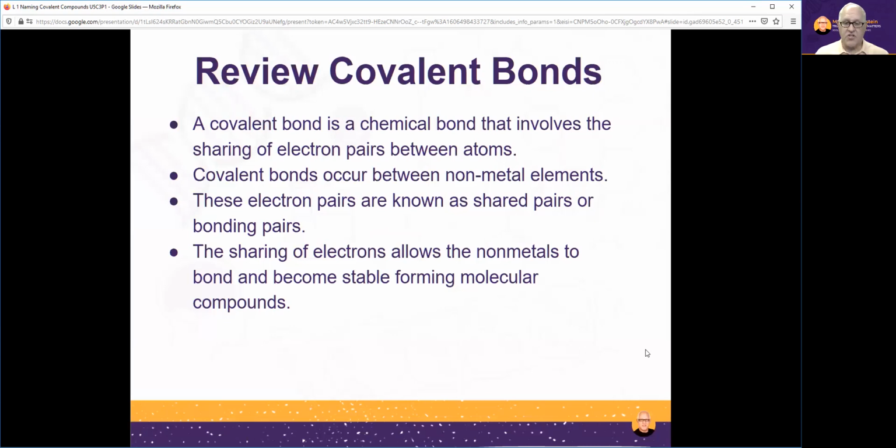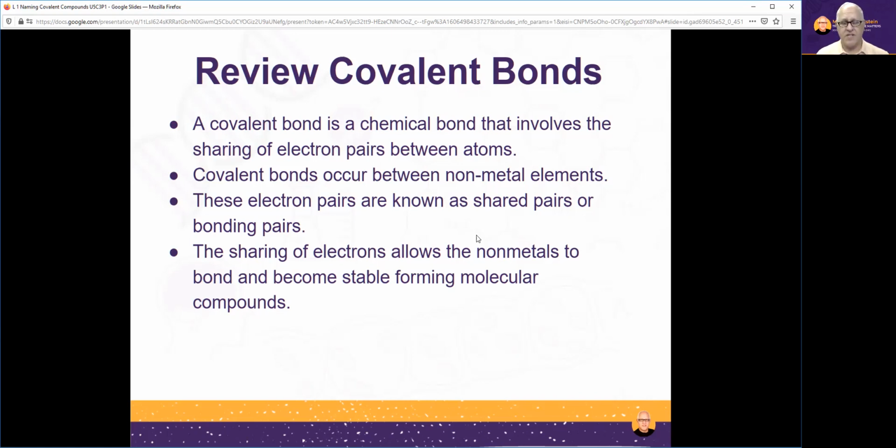All right. So remember, in covalent bonds or molecular bonds, they are sharing electron pairs between the atoms. And just like Tyler talked about, they're reaching over and sharing with each other. The covalent bonds occur between nonmetal elements only. And these electron pairs are known as shared pairs or bonding pairs. The sharing of electrons allows the nonmetals to bond and become stable, forming molecular compounds.